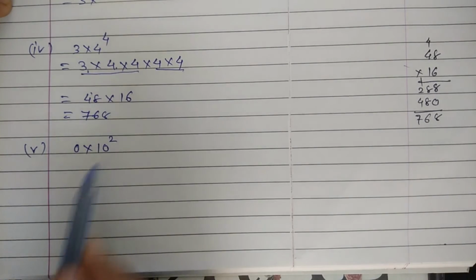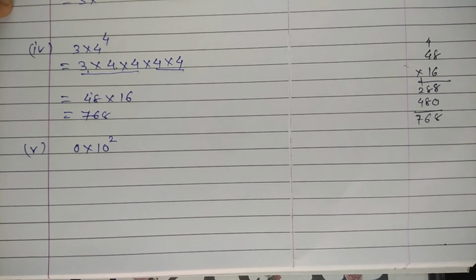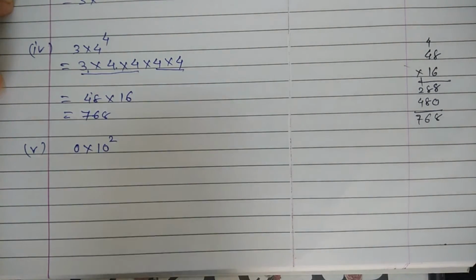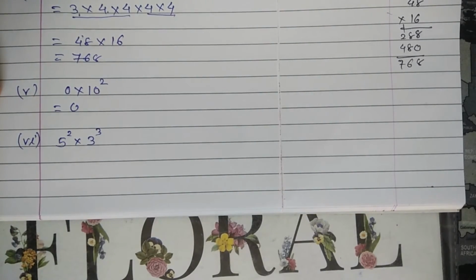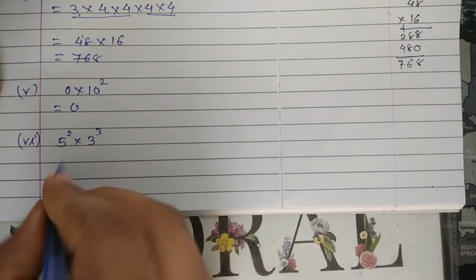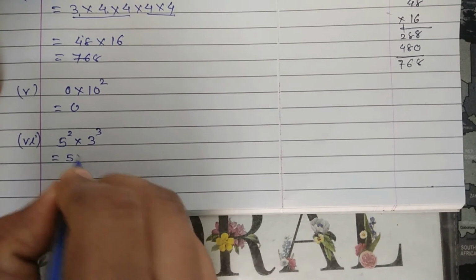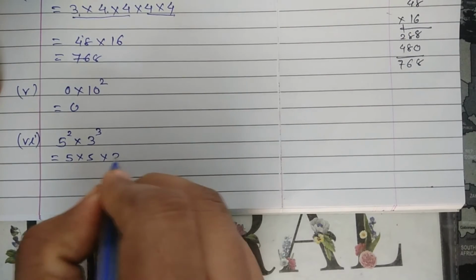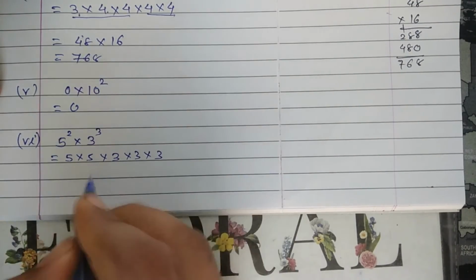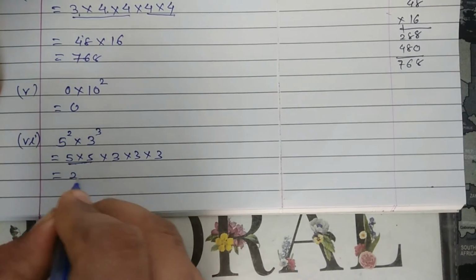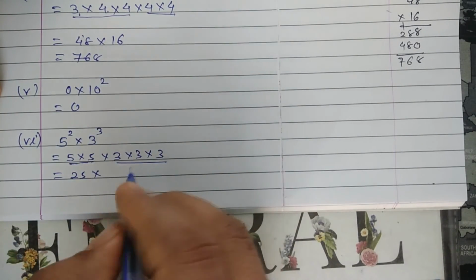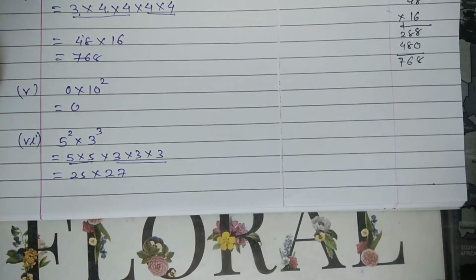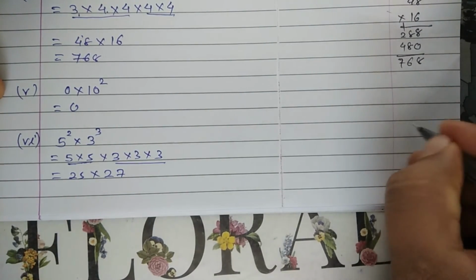Next, 0 multiplied by 10 squared. As we have learned, 0 multiplied by anything, the answer is 0. Next, sum number 6, 5 squared multiplied by 3 cubed. 5 squared means 5 multiplied 2 times and 3 cubed means 3 multiplied 3 times. 5 fives are 25, and 3 cubed, that is 3 multiplied by 3, 9, 9 multiplied by 3, that is 27. So here we will do this multiplication.